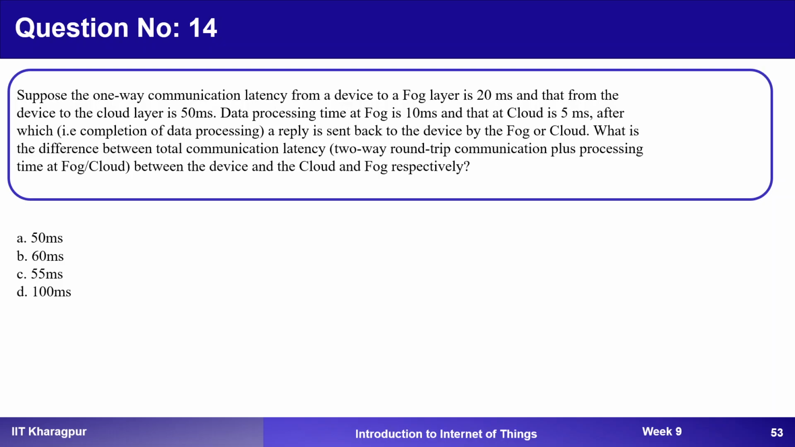The delay faced by the cloud is 50 for one-way communication, plus 50 for response, that is 100, plus the processing delay, that is 5 ms. So total is 105 ms. However, for fog it is 20 plus 20 plus 10, that is 50 ms. So the difference between 105 and 50 milliseconds is 55 milliseconds. So the correct option for this question is 55 milliseconds.